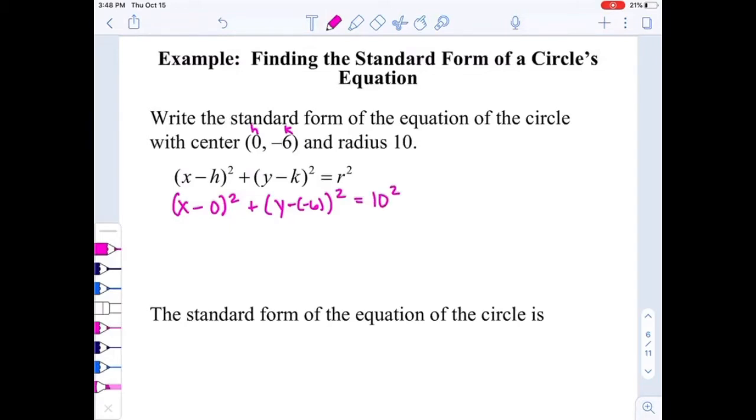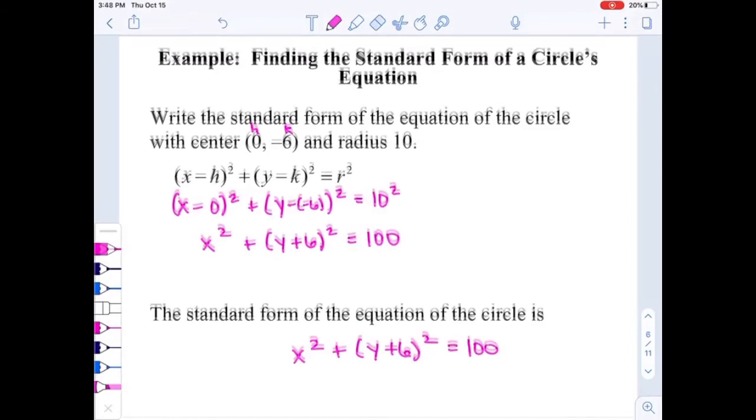Well, x minus 0 is just going to give us x, and that's going to be squared. We'd have plus, and then we have y plus 6 that's going to be squared, and that's going to end up equaling 100. So the standard form of the equation of this circle is just going to be exactly that: x squared plus, in parentheses, y plus 6 squared is equal to 100.